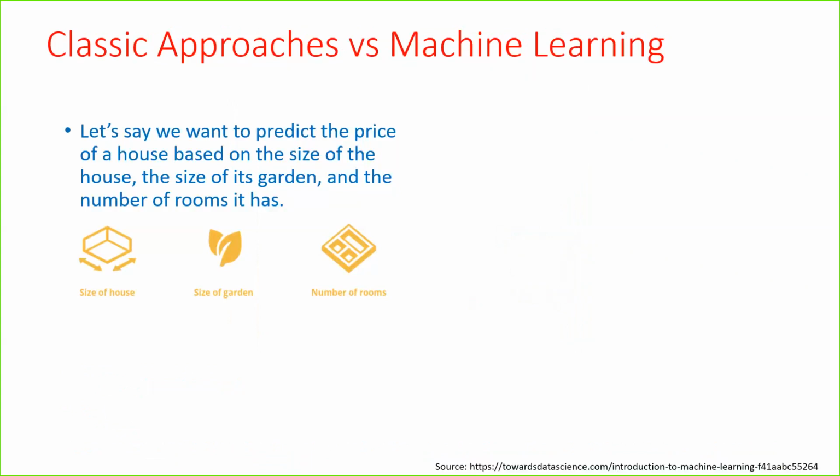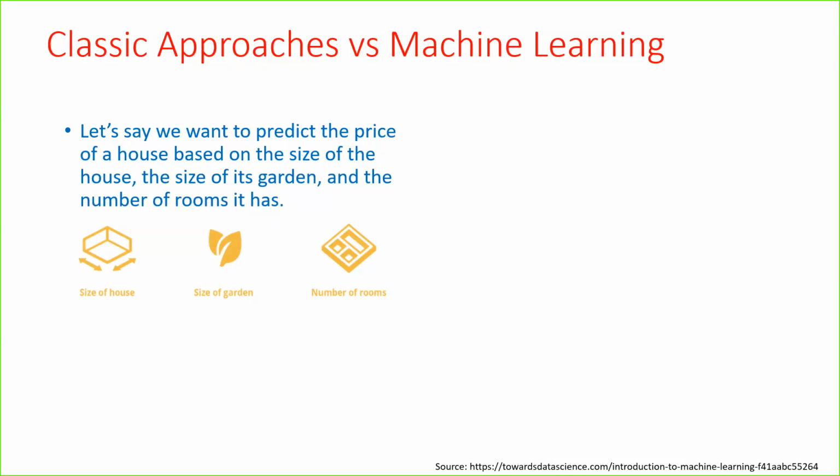So let us take an example to understand this. Let's say we want to predict the price of a house based on the characteristics of the house. Let's say that each house is described with different characteristics or properties: the size of the house, size of the garden, number of bedrooms it has. All these are different characteristics or features that describe the house. Based on these features, we should be able to predict the price of the house.